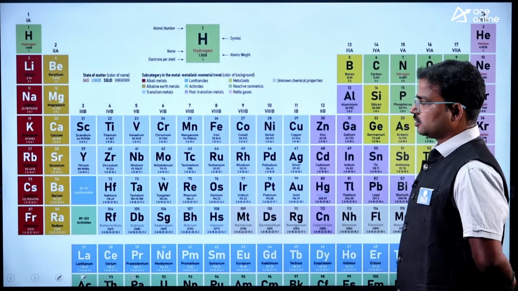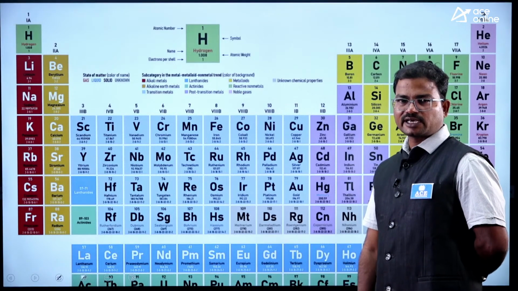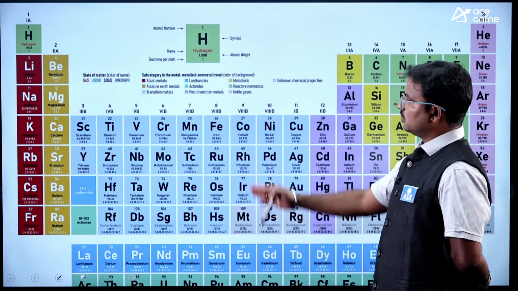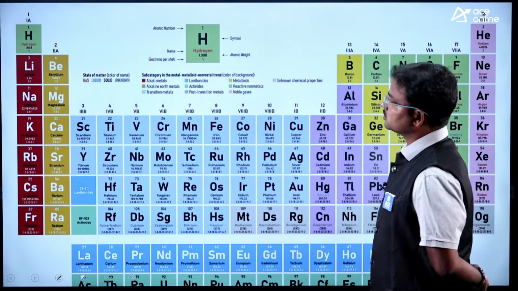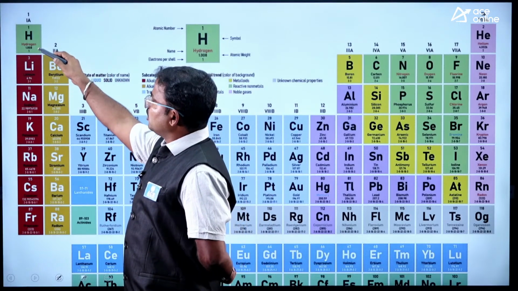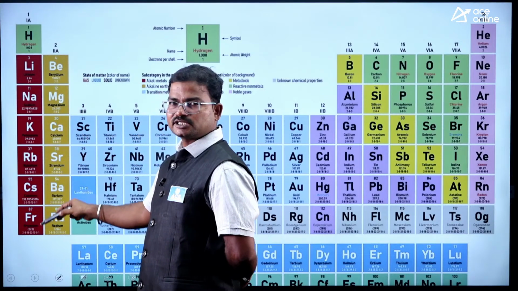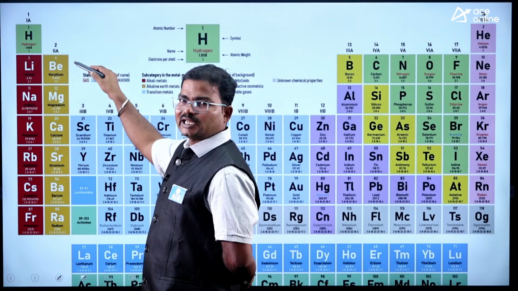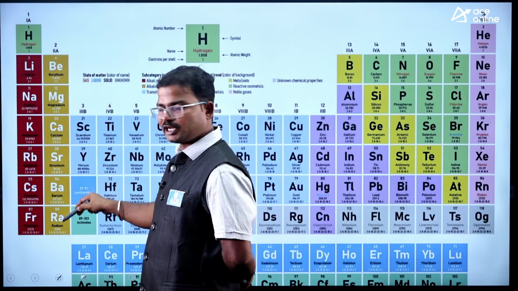To attempt the RRB JE examination, first of all you have to memorize group numbers, the groups and their elements. The first group is called alkali metals: hydrogen, lithium, sodium, potassium, rubidium, cesium, francium. Next, alkaline earth metals, the second group: beryllium, magnesium, calcium, strontium, barium, radium.